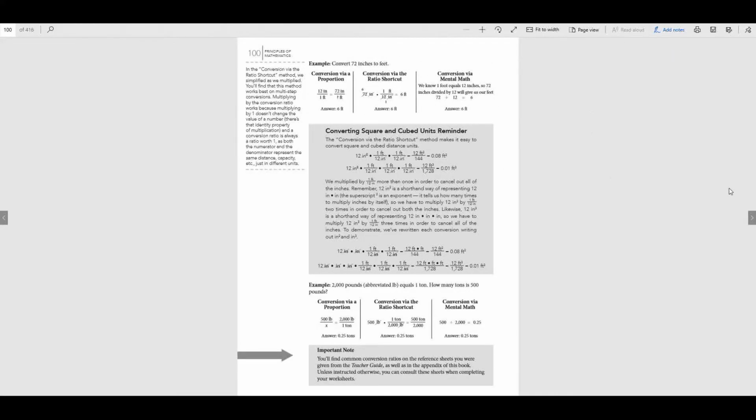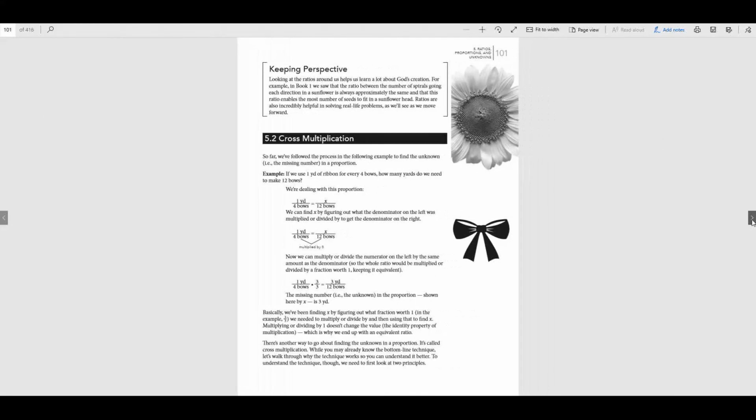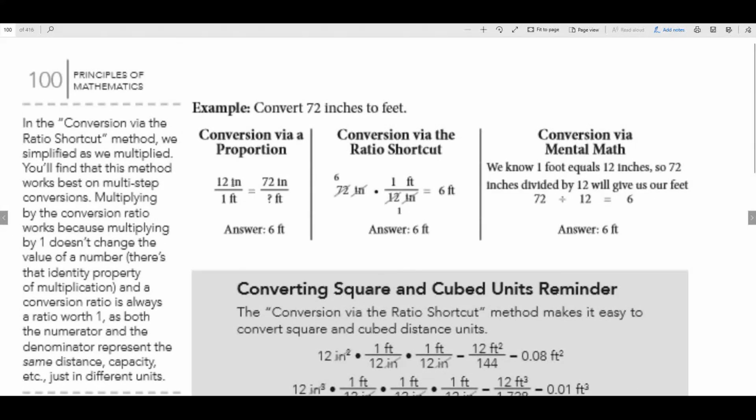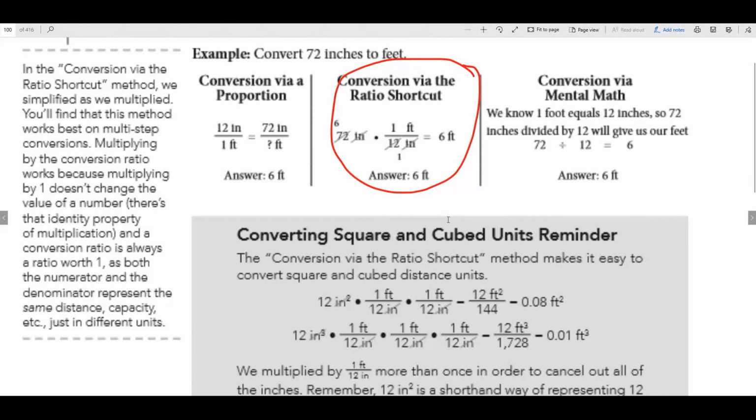So I do believe this is the last page today, except for the keeping perspective. So let's look at this. Now this is like the third little section. Remember, we've learned the 3 different ways to convert, but this is the way that, if you look at it, kind of looks the hardest, but it's actually the easiest.